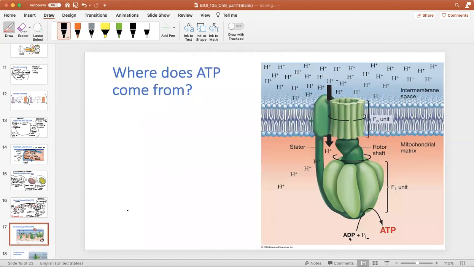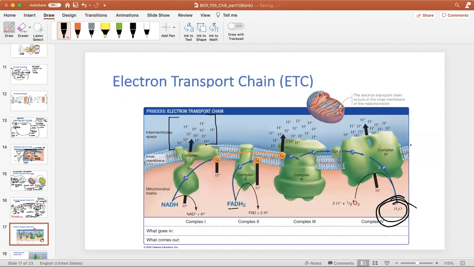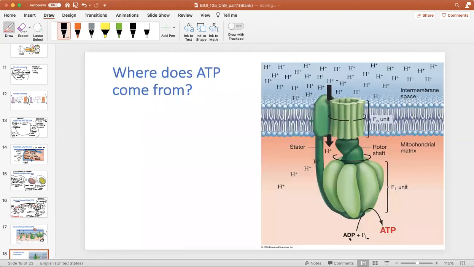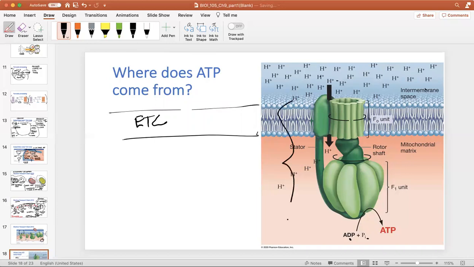So if I were to continue on this, like draw this out here, just extend this membrane, there would be another protein over here, okay? And that is this protein right here. So over here are all of the other electron transport chain proteins that we've been looking at. But also embedded in the membrane is this guy right here, and his name is ATP synthase.